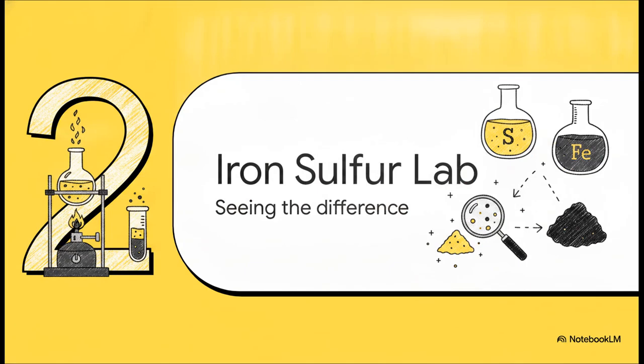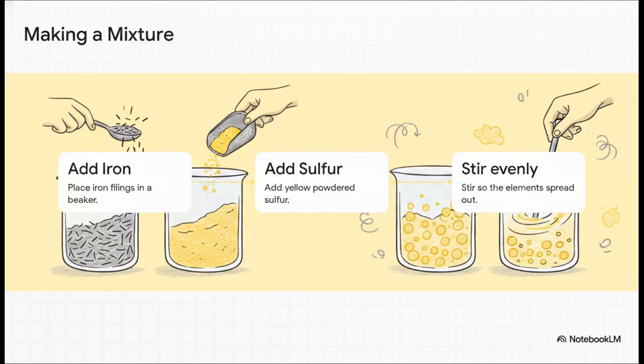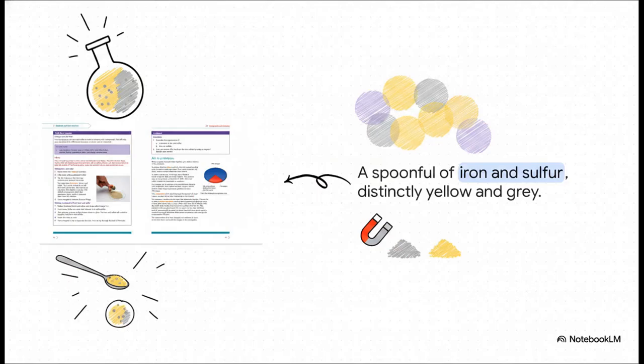Moving right along to Section 2, the iron-sulfur experiment. This is where it gets fun because we actually get to see these definitions play out in a step-by-step lab scenario. Imagine taking some of those gray iron filings, dumping some yellow powdered sulfur into a beaker, and just giving it a really good stir. What we've created right there is a physical mixture. It's incredibly straightforward. And honestly, this brilliantly illustrates a mixture.